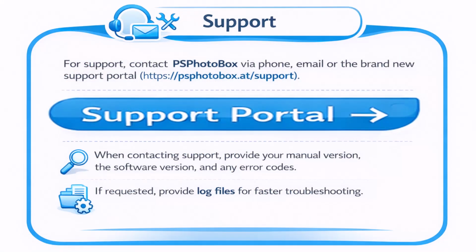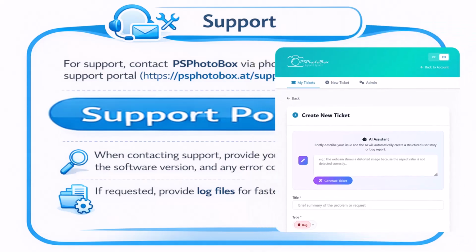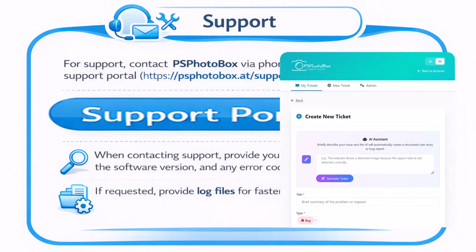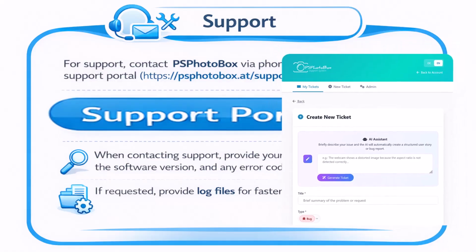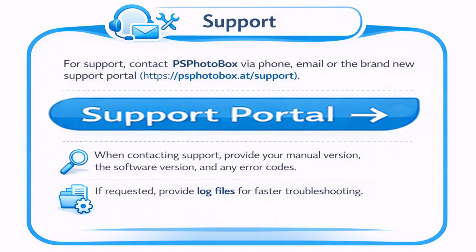For support, contact PSPhotoBox via phone, email, or our brand new support portal, which also provides you with an AI assistant which structurizes and categorizes your support case. When contacting support, provide your manual version, the software version, and any error codes. If requested, provide log files for faster troubleshooting.